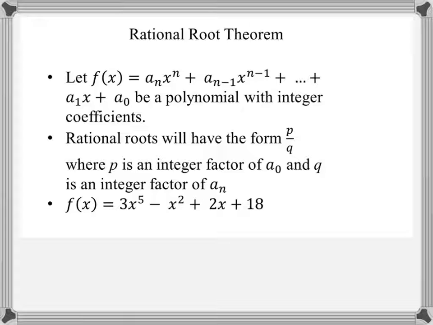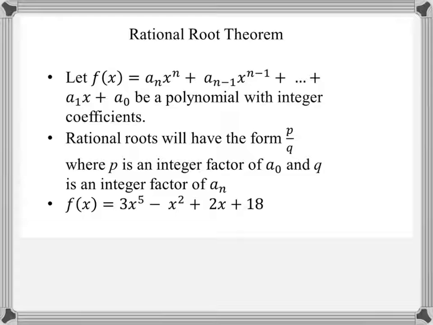Okay, we also need to know about the rational root theorem. Let f of x equal a sub n times x to the n plus a sub n minus 1 times x to the n minus 1, and so on, down to a sub 1 times x plus a sub 0. Let that be a polynomial with integer coefficients. Rational roots will have the form p over q, where p is an integer factor of the constant a sub 0, and q is an integer factor of a sub n, which is the leading coefficient.